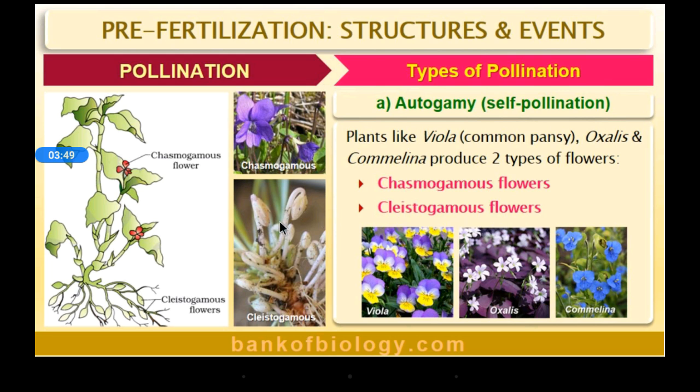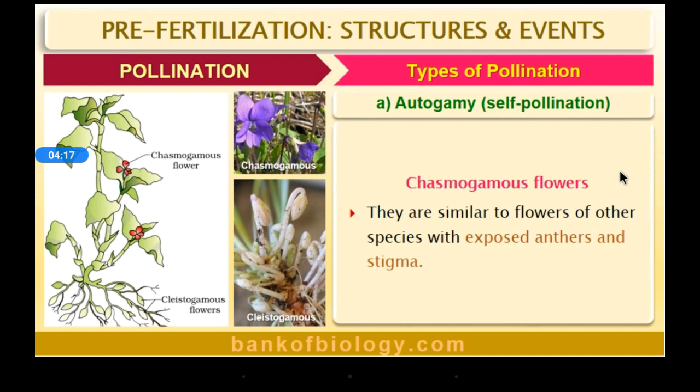Cleistogamous means closed flower. You can see here it is closed. Here the anther and stigma lie very close to each other. So the chance of self-pollination or autogamy is more, and less chance of cross-pollination. You can see clearly in the picture the wide open flower and the closed flower, with examples.